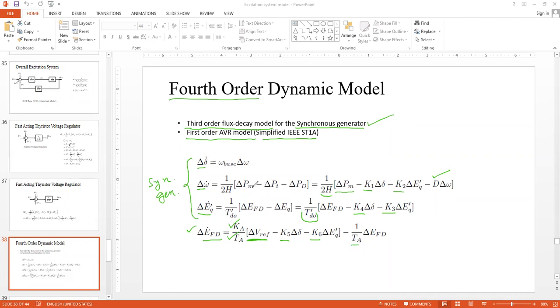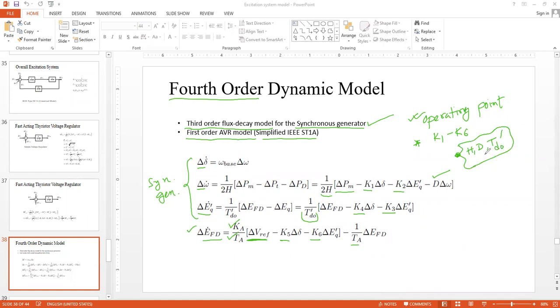Now some of the values within this fourth order model would be dependent upon the operating point. That means if we change the operating point, those values would be affected, like, of course, the K constants. So all these constants, K1 up to K6, would be affected if the operating point is changed. However, there are some other values which are basically the system parameters, like the H value, the D value, the TDO dash value. These are system parameters, okay?